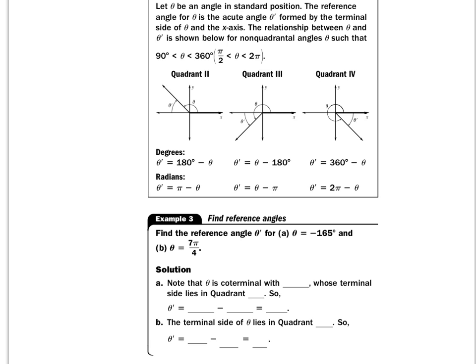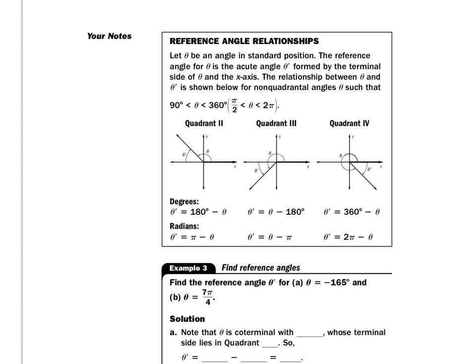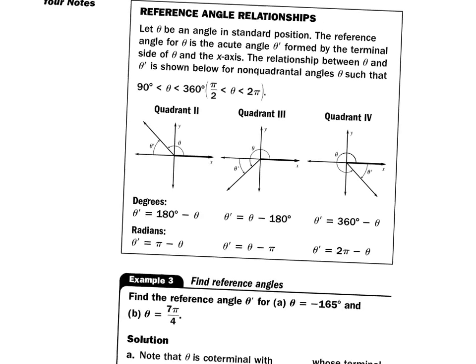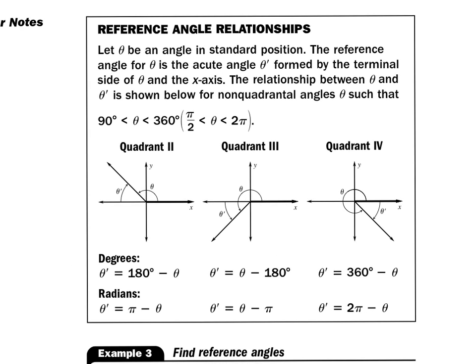Alright, let's take a look at this next page here. The reference angle relationship. The reference angle relationship is how do these things go together? We talked about this in that unit circle. How do these things go together as you move around the quadrants? Okay, so let theta be an angle in standard position. The reference angle for theta is the acute angle theta prime formed by the terminal side of theta and the x-axis. The relationship between theta and theta prime is shown below.